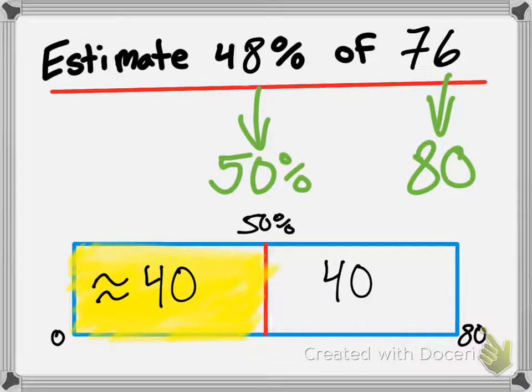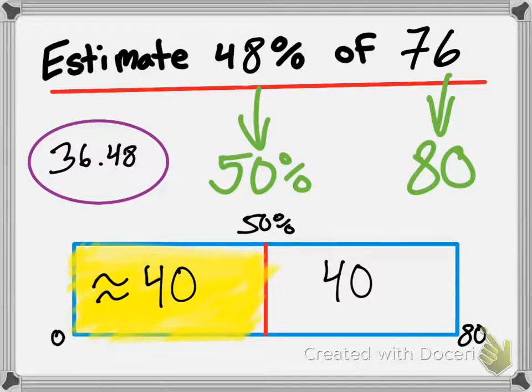Remember, we rounded up both times, so our answer is probably going to be higher than our real answer. Our real answer, if we did the exact percent, would have been 36 and 48/100. Again, that's so close, you guys. We're seeing how our estimation proves that our real answer would be correct, and it makes it easier to do in our head.